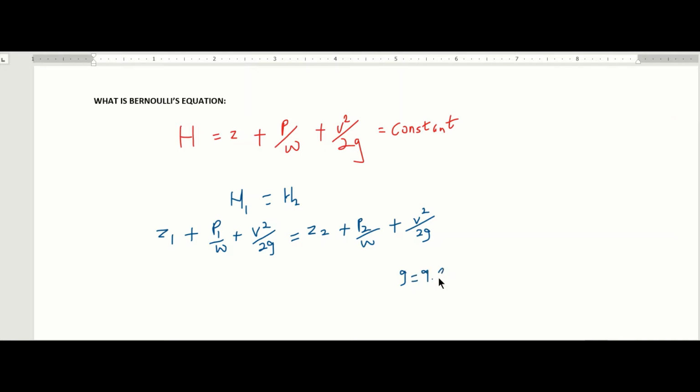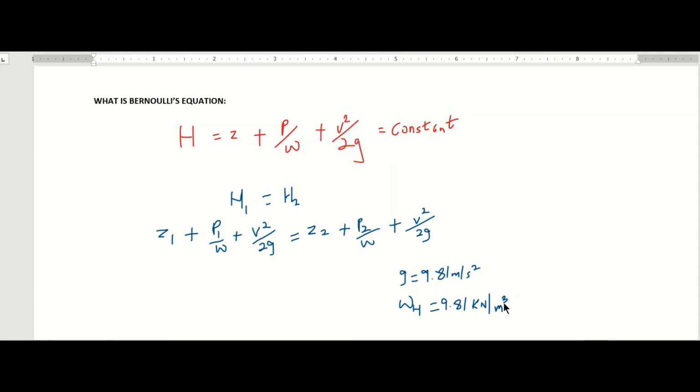And please note that our g is a constant, equal to 9.81 meters per second squared. And please also note that the specific weight of water is equal to 9.81 kilonewton per meter cubed.